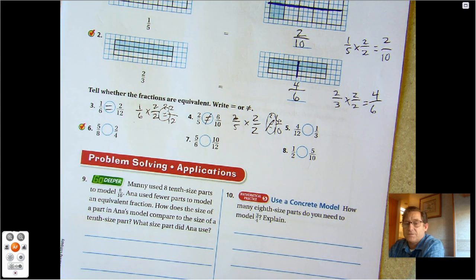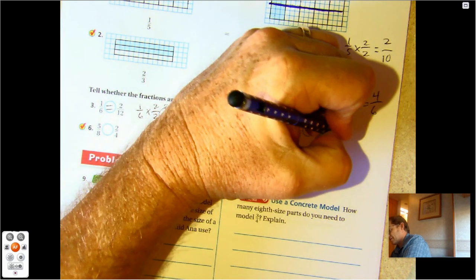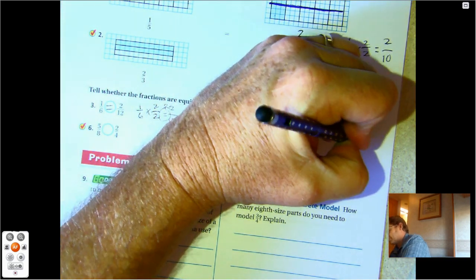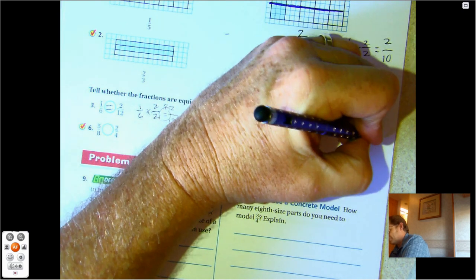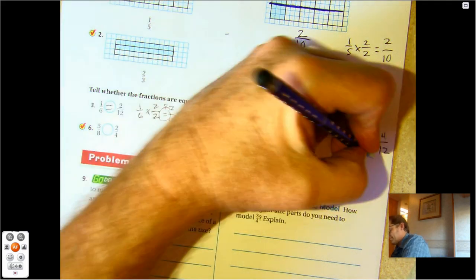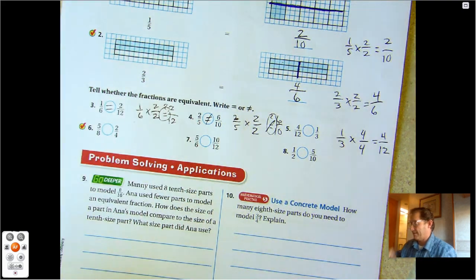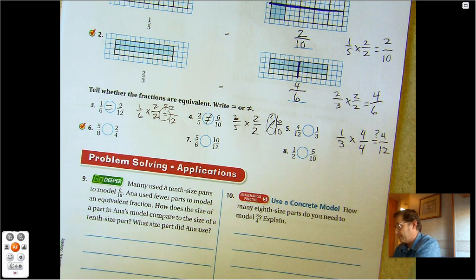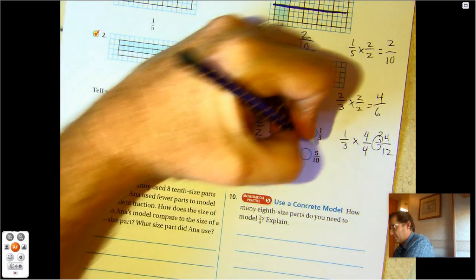Is 4/12 and 1/3 equivalent? Can I multiply 3 by something to get 12? Yes, 4, right? So I'd have to multiply both the numerator and denominator by 4. 1 times 4 is 4. 3 times 4 is 12. So this is correct. It does equal.